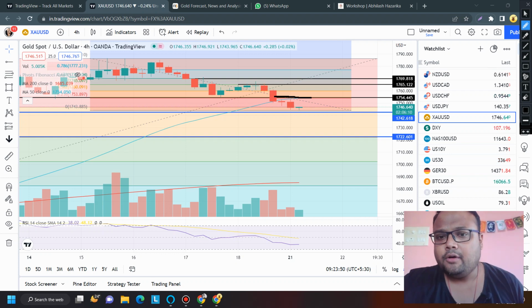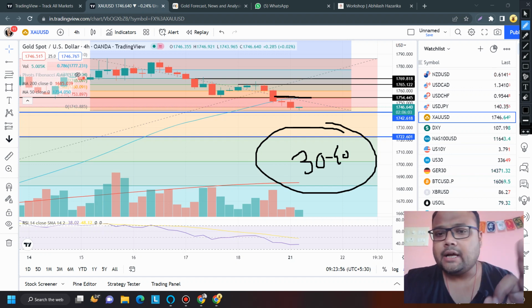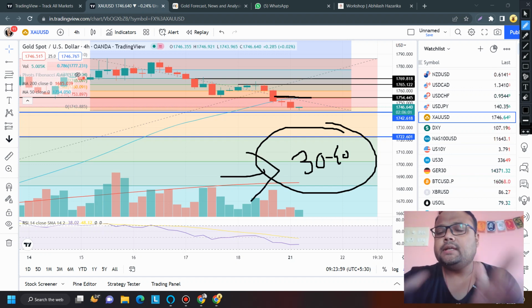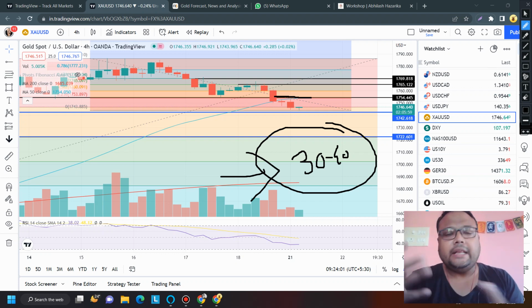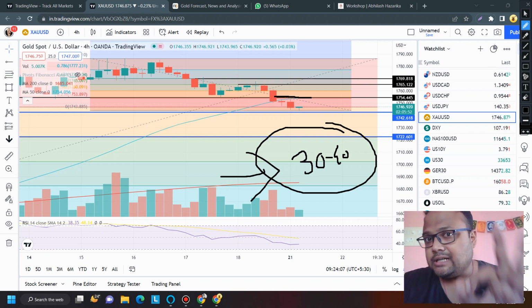Be careful. At first, try to book your profits after 30 to 40 pips only. Your first profit booking target should be 30 to 40 pips. If you see the downside continuing, then you can continue with the position. Otherwise, try to book your 50%, 60% profit after 30 to 40 pips.